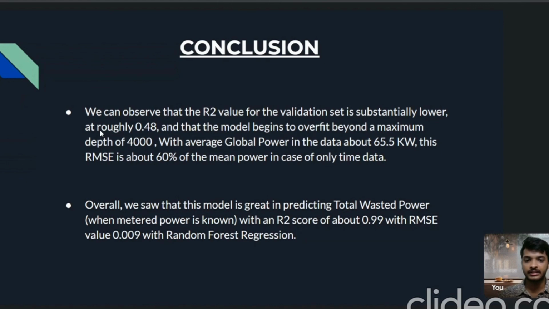Overall, we saw that this model is great in predicting total wasted power when metered power is known, with an R square value of about 0.99 with RMSE value 0.009 with random forest regression.